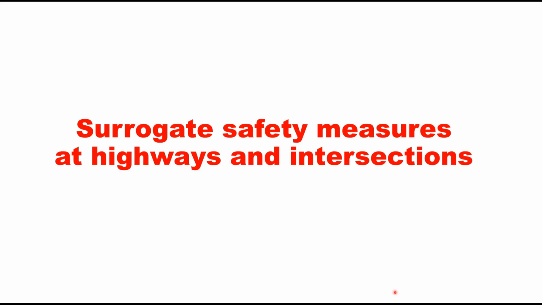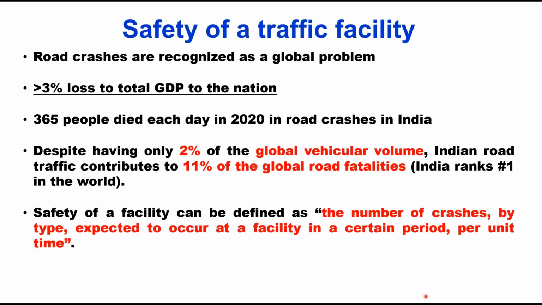Hello friends, today in this session we will understand surrogate safety measures at highways and intersections. Surrogate safety measure is one of the most widely used methods nowadays for identifying potential collisions either on a highway or intersection. And it is because road safety has become a global problem and accident records available with police are not always sufficient or reliable.